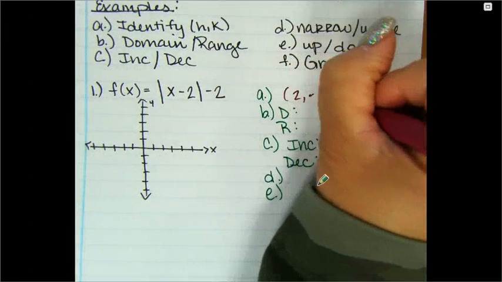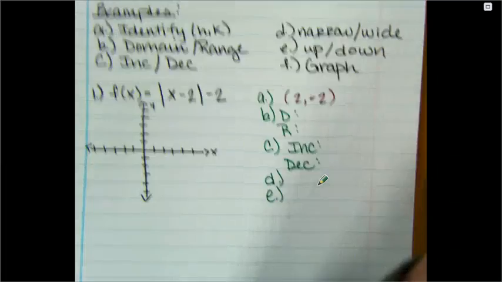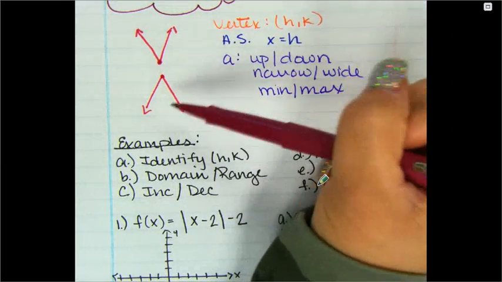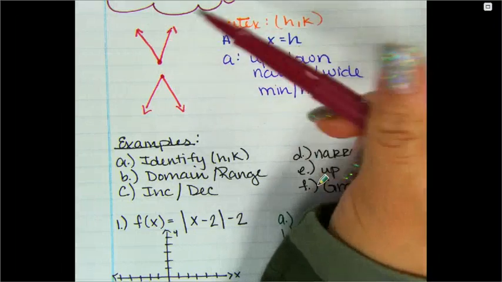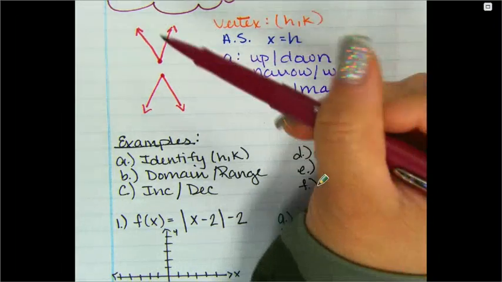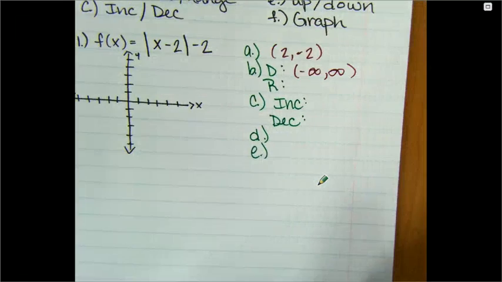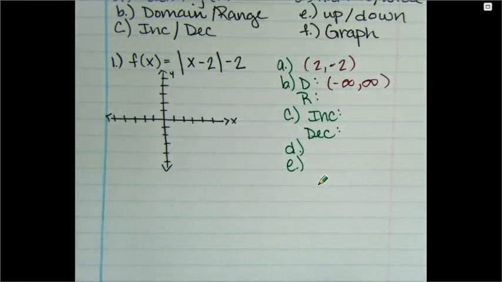2 comma negative 2. Ladies and gentlemen, if my graph looks like this, what do you think your domain's going to be? Negative infinity to infinity. The same thing as a domain does not make any sense to me. Negative infinity to positive infinity does make sense to me.